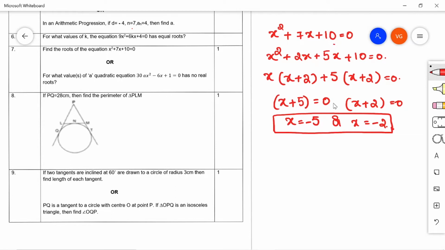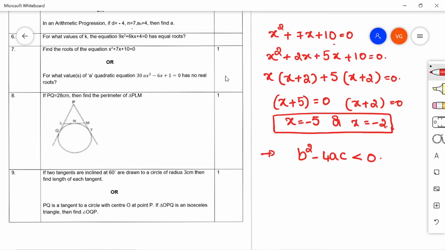Coming to the second part, the OR question, they are asking you to find the value of a in the quadratic equation 30ax square minus 6x plus 1 is equal to 0 that has no real roots. The condition for no real roots is b square minus 4ac should be less than 0. If the condition is satisfied, then we say it doesn't have any real roots, which means it has imaginary roots.